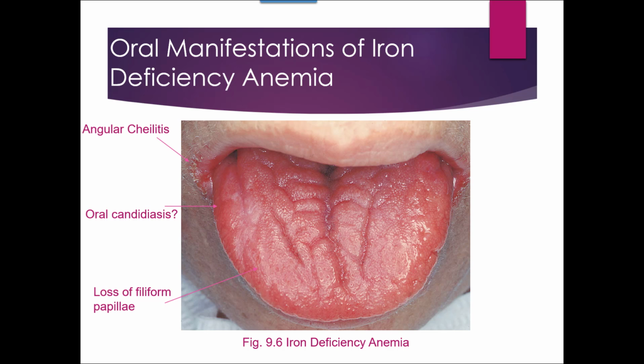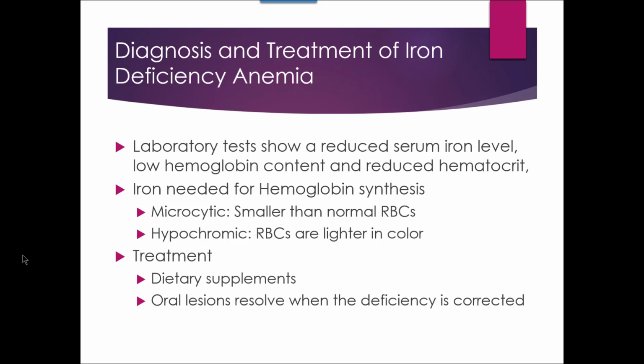Okay, so how is it diagnosed and how is it treated? Well, we use laboratory tests, and what we end up seeing is a reduced serum iron level. We'll see low hemoglobin, and remember, hemoglobin is the protein responsible for transporting oxygen in the blood. There will also be a reduced hematocrit, and the hematocrit is a measure of the proportion of the red blood cells in your blood, so that's part of the CBC.